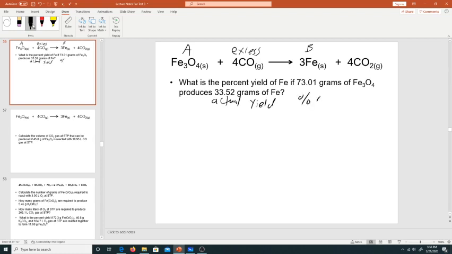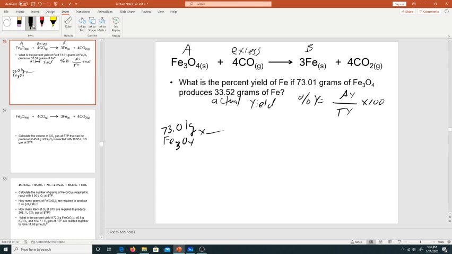And percent yield is equal to the actual yield divided by the theoretical yield times 100. So I have the actual yield, which goes on top. I need to find the theoretical yield first. And that's going to come from solving my B over A conversion problem here. So I have to start off with 73.01 grams of Fe3O4, and I will convert that into moles of Fe3O4.